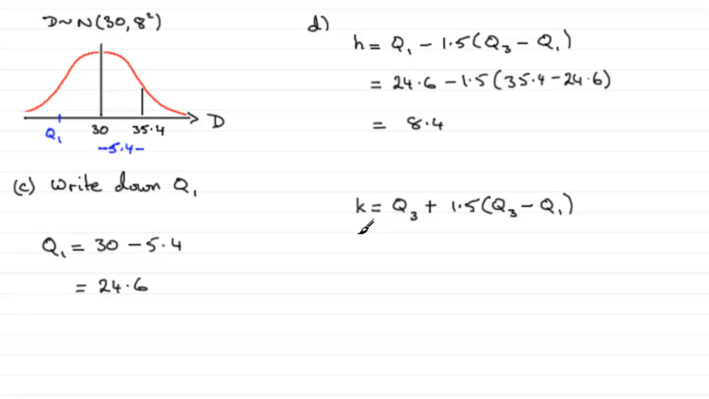And K is the values of outliers over this side. So we can work that out by putting our values in for Q3. Q3 was 35.4, and then we got plus 1.5 times the interquartile range, which is going to be again 35.4 minus 24.6, a value of 10.4. Work that one out and you'll find you get 51.6. Okay? So there are two outliers, and we're going to be using these in the next part of the question.